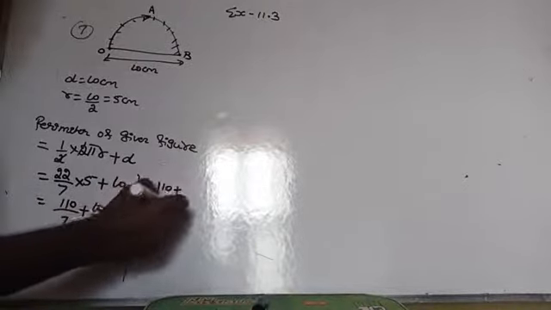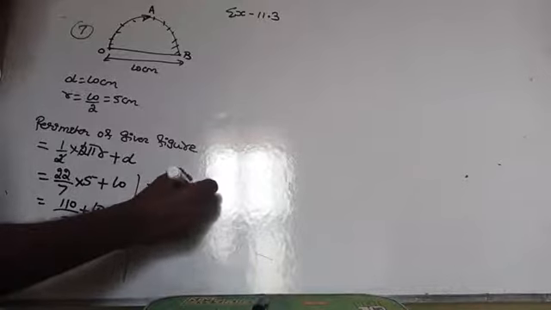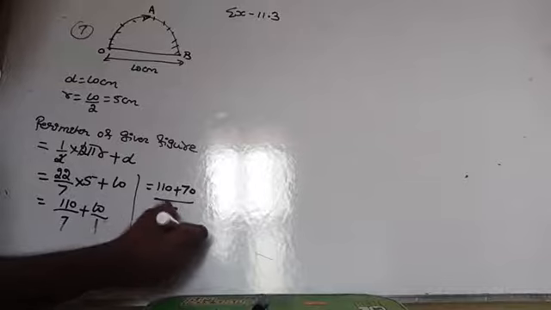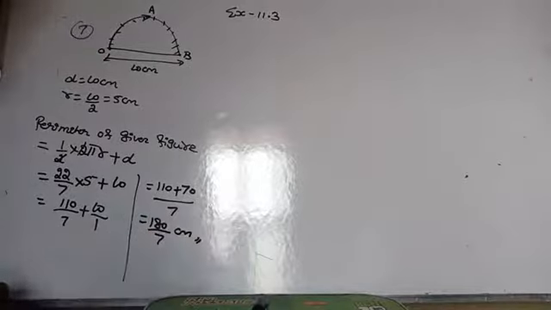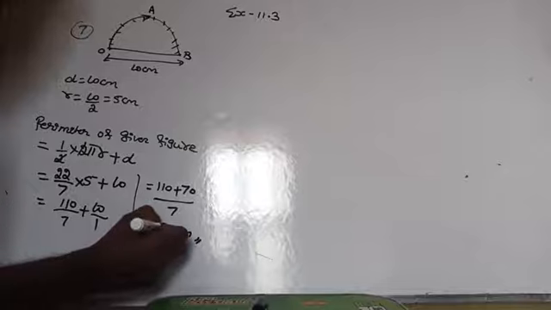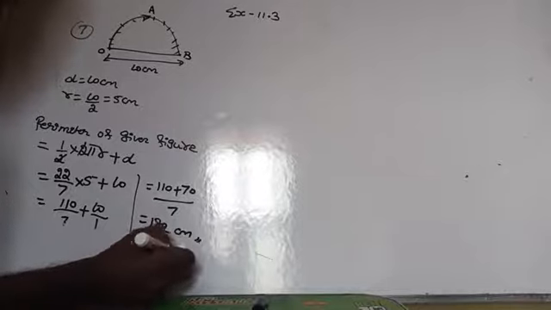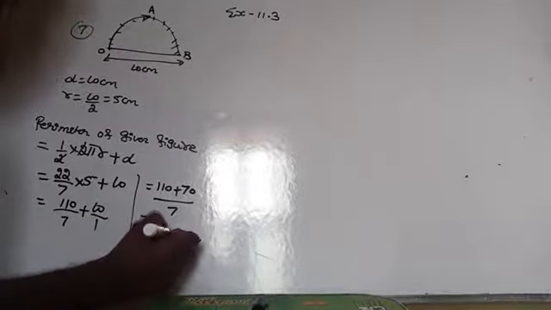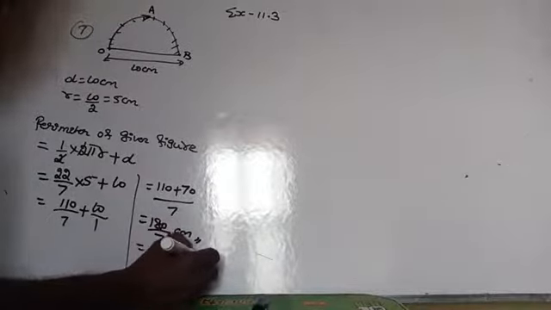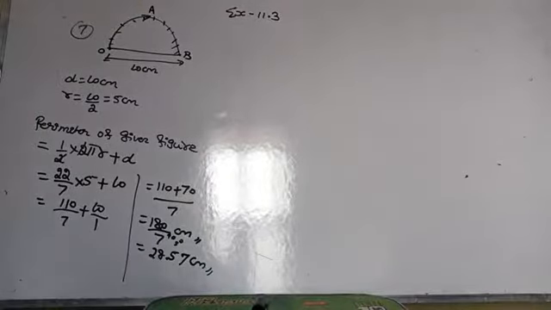Equal to 110 plus, LCM is 7, 7 tens are 70, which is equal to 180 by 7 centimeter. Otherwise, 2 sevens are 14, 6, 8 sevens are 56, 4, then it will be 40, 5 sevens are 35, 5, 7 sevens are 49. So 28.57 centimeter approx. Are you getting there?